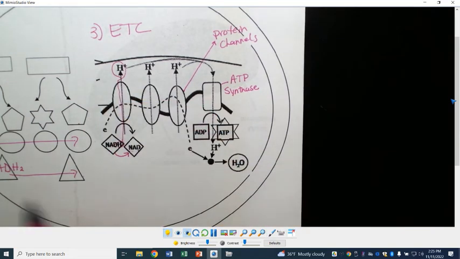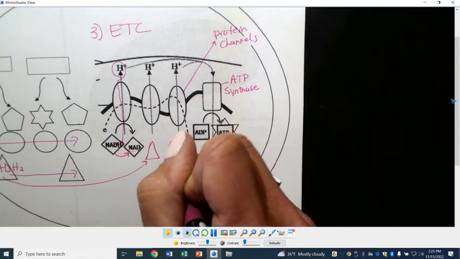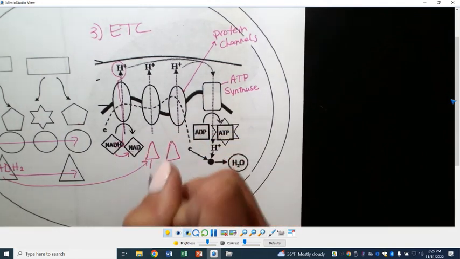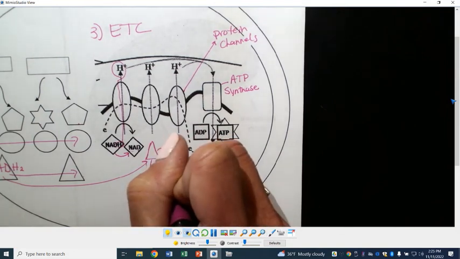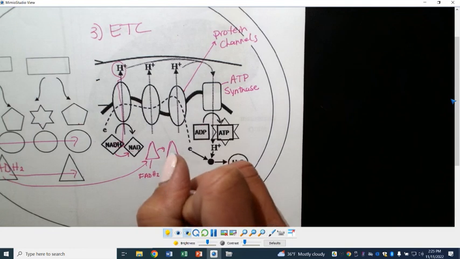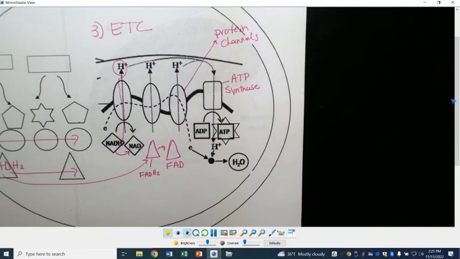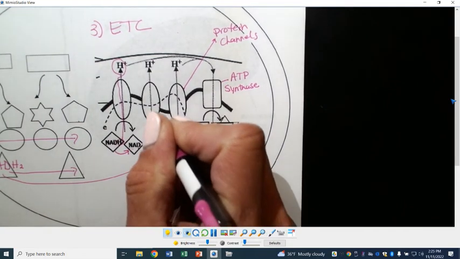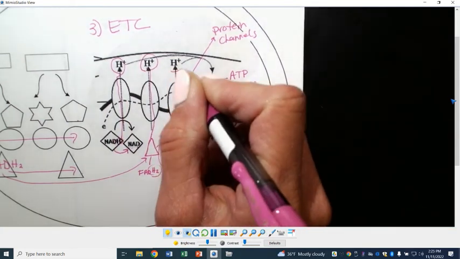Okay? Now this guy actually moves over. I just don't have a picture for it, so we're going to draw two pictures. We're going to draw two triangles. One triangle is FADH2, and it is going to transform itself into FAD. When it transforms itself into FAD, what has it lost? Hydrogen. Two of them. One hydrogen is going to go up here, boom, right here. The other hydrogen is going to make its way up here.